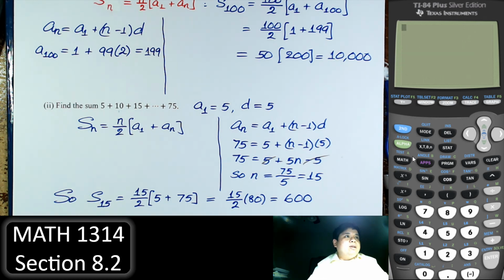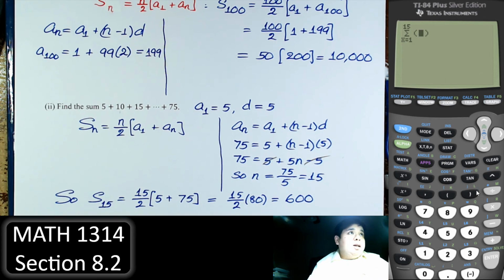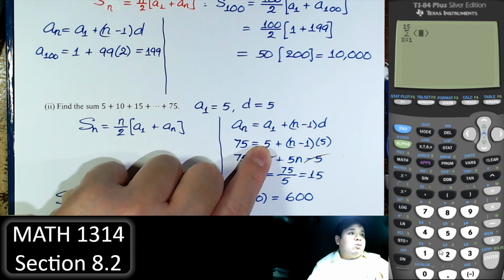Alright, so let's see if it works. We want to sum the first 15 terms, and each term is going to be a1, 5, plus n minus 1 times 5.